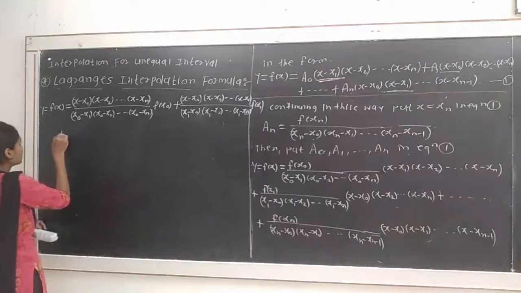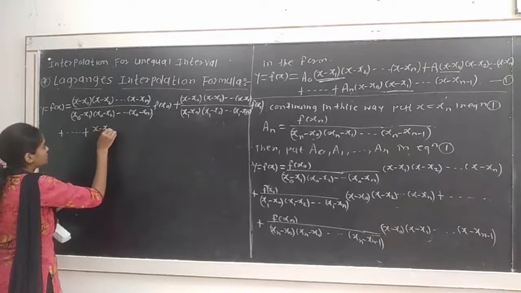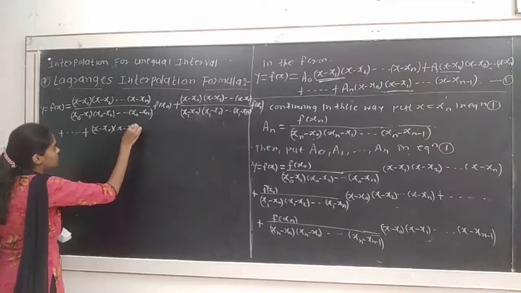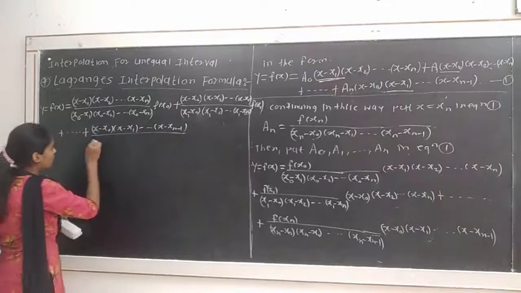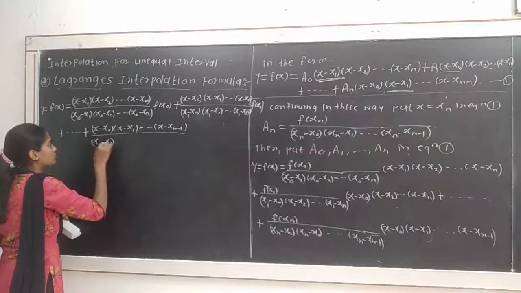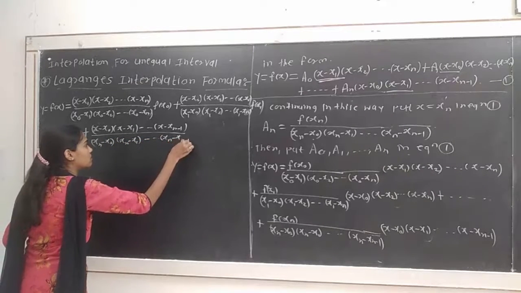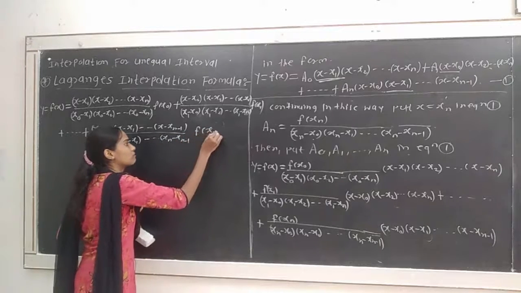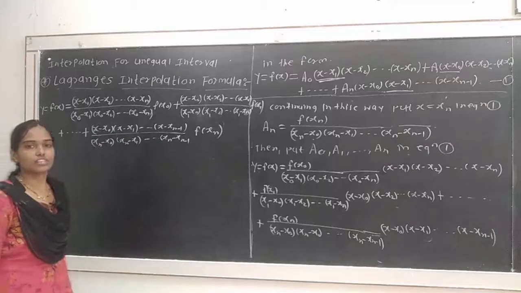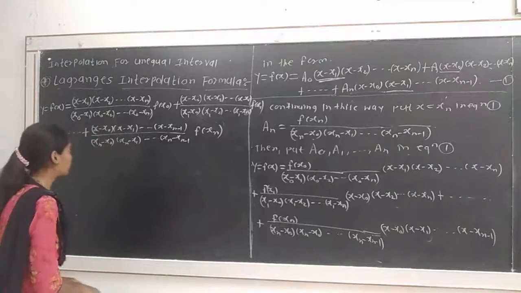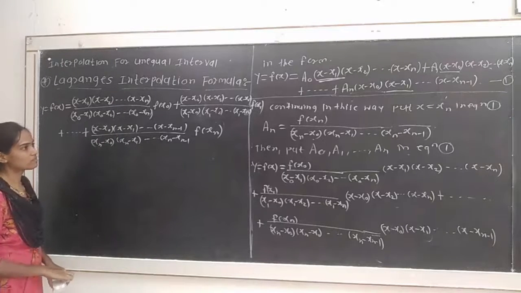And similarly, up to the last term: plus (x − x0)(x − x1) up to (x − xn−1) divided by (xn − x0)(xn − x1) up to (xn − xn−1), into f(xn). So this is the Lagrange's interpolation formula. In this way we get the Lagrange's interpolation formula for unequally spaced arguments.